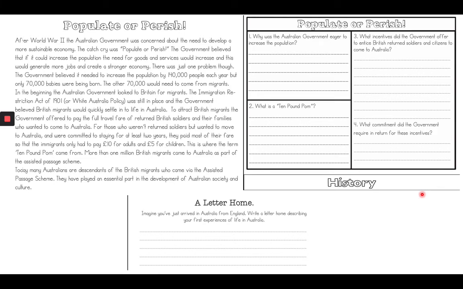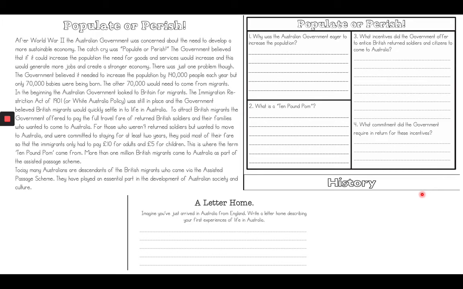So, with listening to that, we are going to answer our 4 questions. Number 1, why was the Australian government eager to increase the population? So why did the Australian government think that they needed to increase the population? Number 2, explain what a £10 pom is.